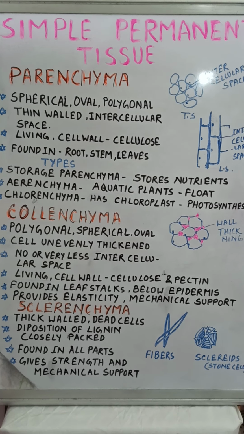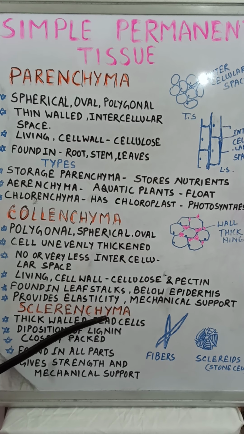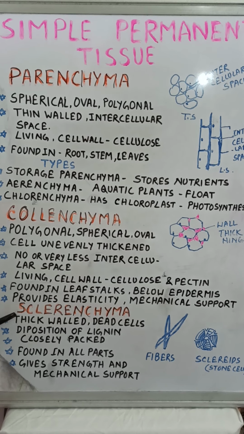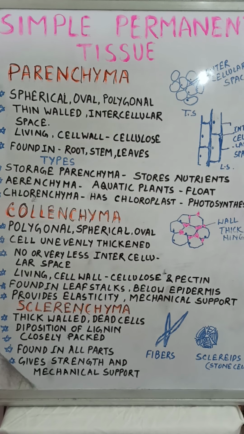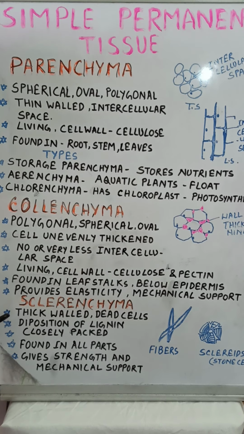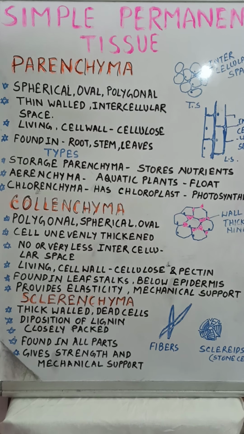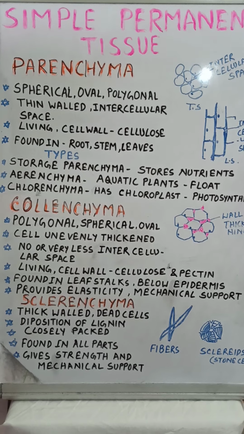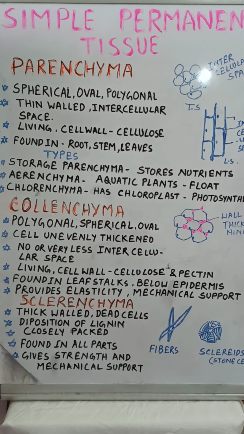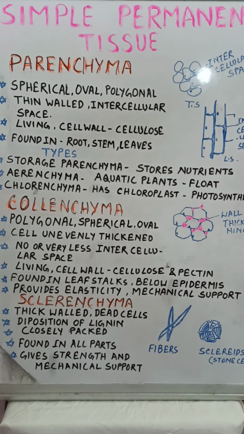The sclerenchymatous tissue are dead. They are thick walled and they have dead cells. And why are they thick walled? They have the deposition of lignin. Lignin is a polymer, and due to this deposition of lignin on the cell wall, it becomes very strong, rigid, and impermeable to water. What does impermeable mean? That means it does not allow the water to move in and out.